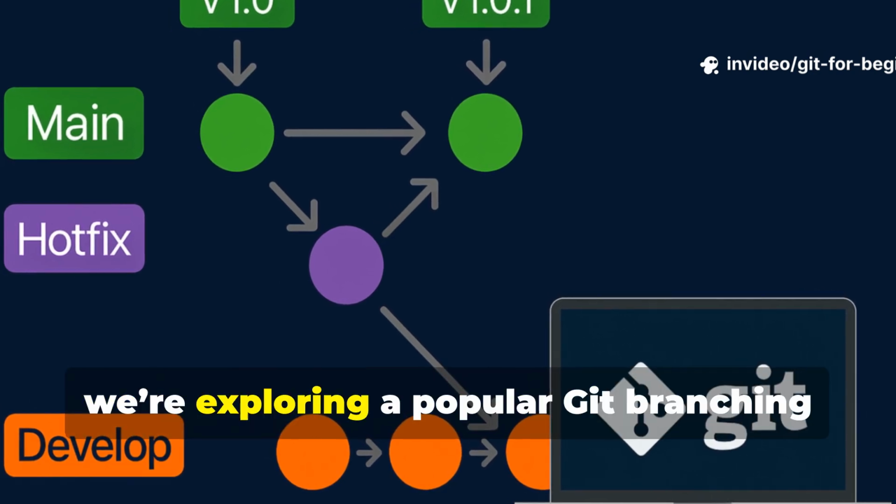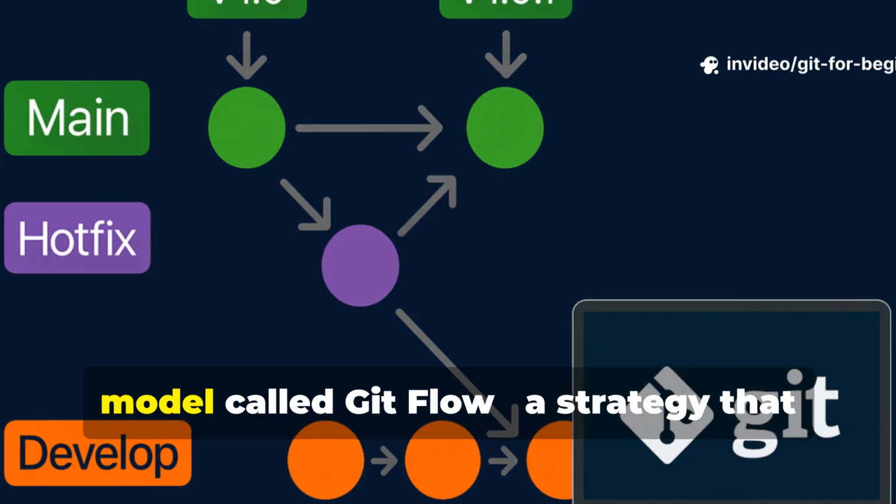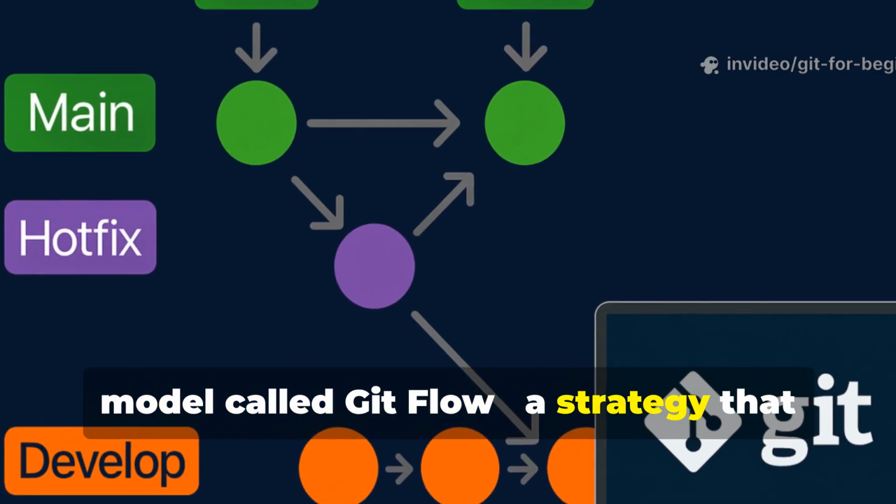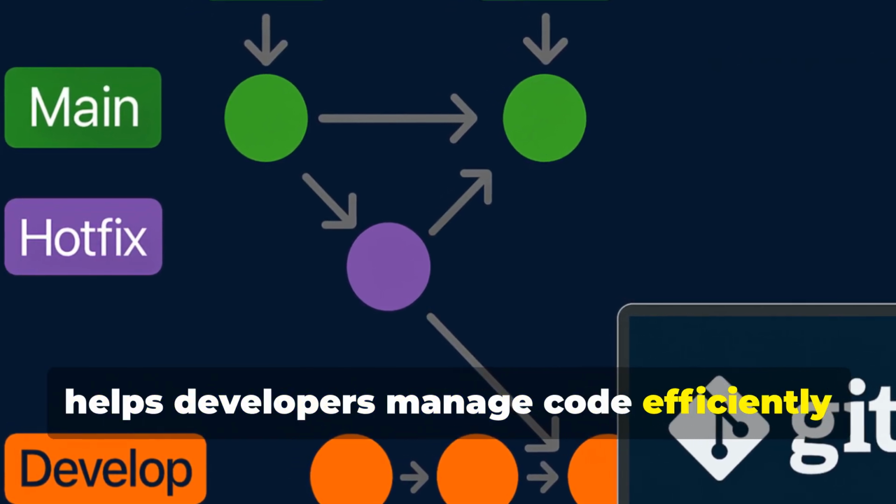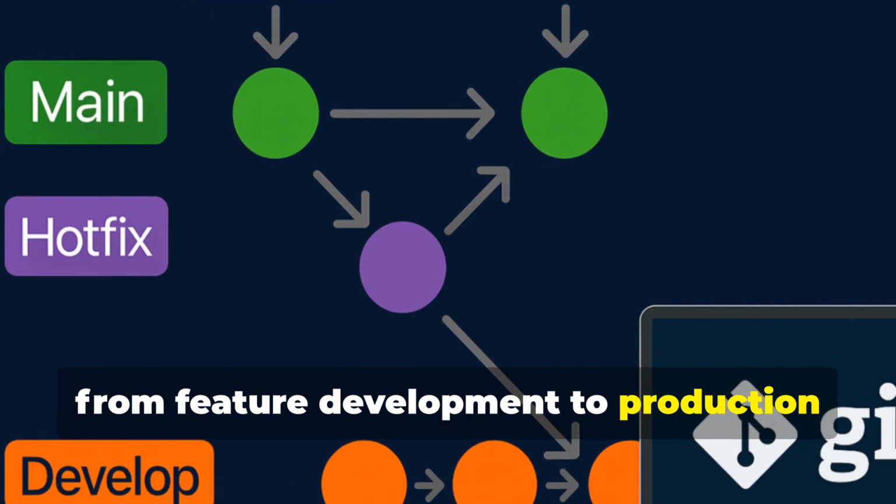In this video, we're exploring a popular Git branching model called Git Flow, a strategy that helps developers manage code efficiently from feature development to production deployment.